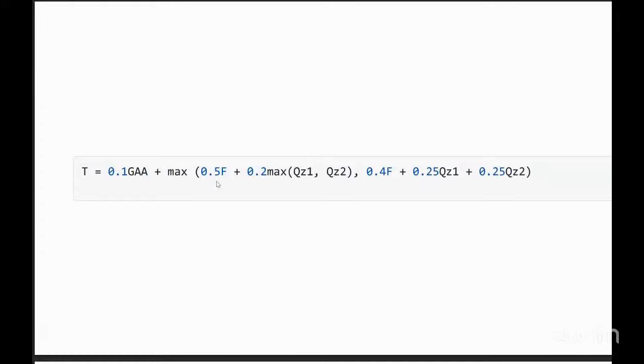On the grading pattern, 10% weightage is given to the graded assignment, and the remainder is a maximum of 50% from the final score, and 20% from the maximum of quiz 1 and quiz 2, or 40% from the final score, and 25% each from quiz 1 and quiz 2.